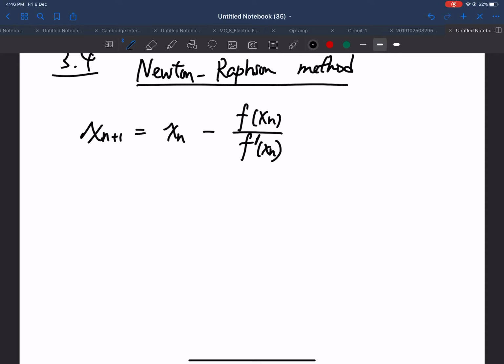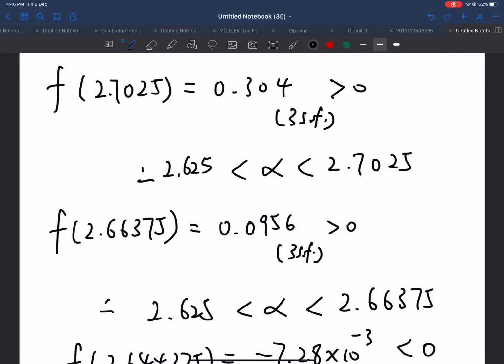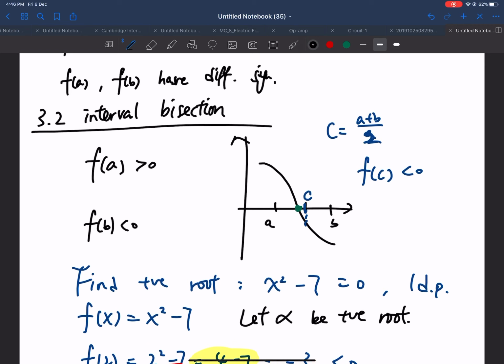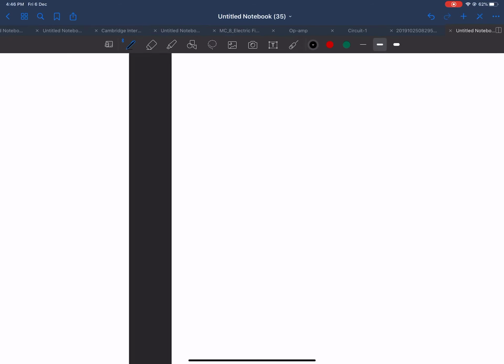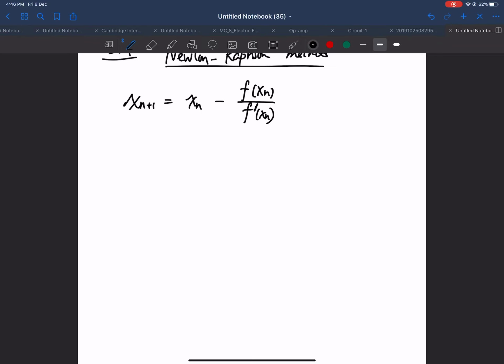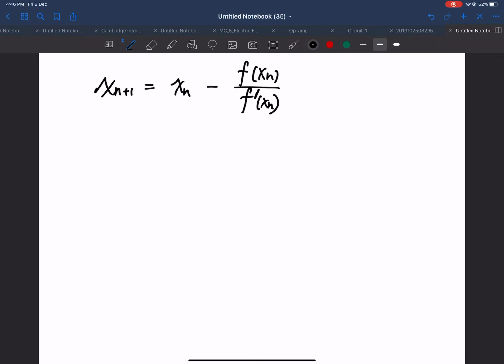Now this formula seems quite difficult to understand, is it? Here n is an integer, so it means it's just like interval bisection. You need to repeat many times to get a more accurate solution. While there is an f prime here, I draw a graph and then I can explain this formula. First of all, I need to rearrange this formula. I rearrange the formula like this.